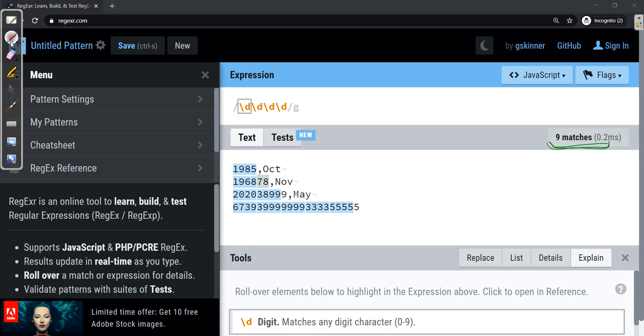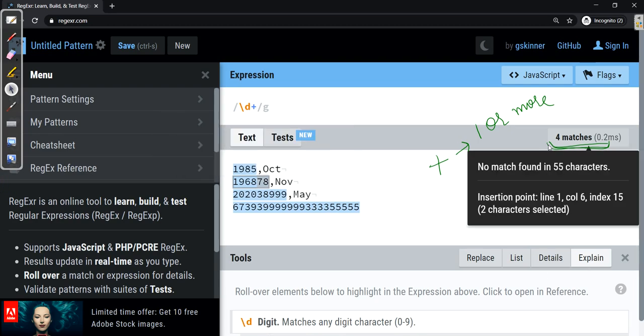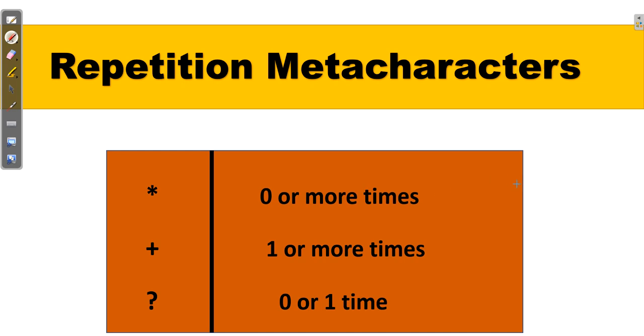Here I can go for the same plus, which is used for one or more. So instead of writing each \d so many times, I can go for plus. See, as soon as I have written plus, it has given me 4 matches, as there are 4 numerical values, and it is detecting each with whatever length of word we are giving. So here we have seen the usage of asterisk and plus.